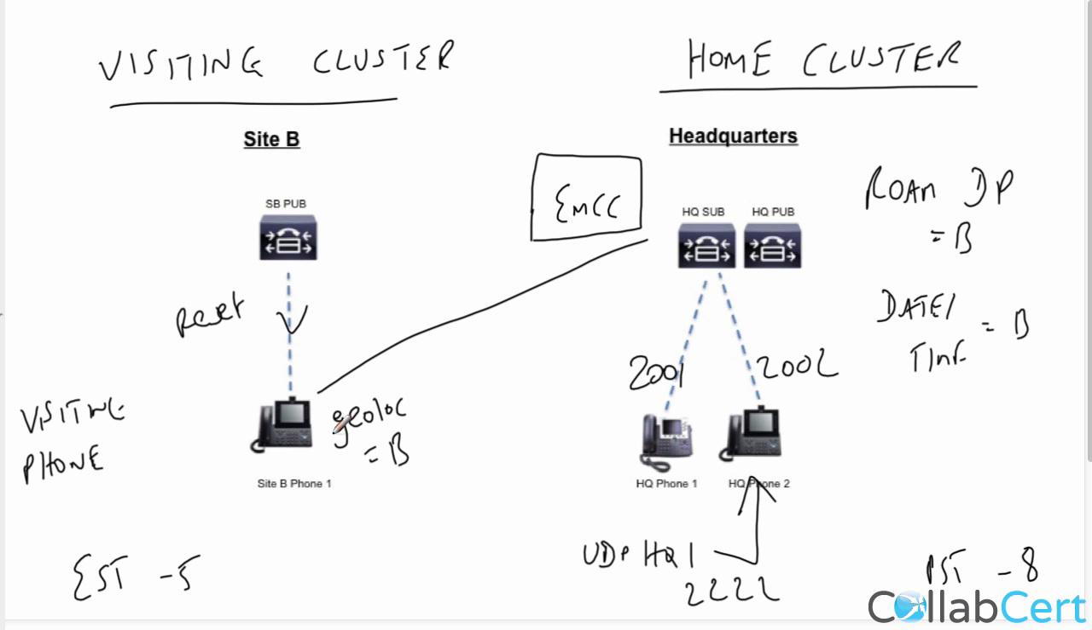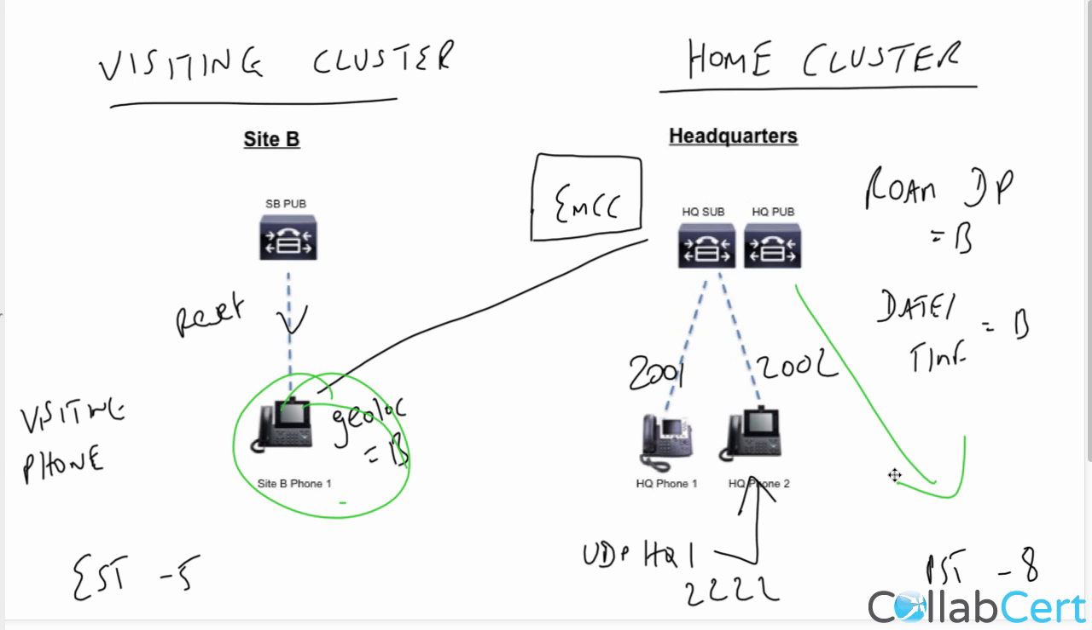I'm over in Site B, I'm over here, and I dial 911 and it's going to go out this gateway here. It's going to go out of HQ gateway because the calling search space 911 goes out of HQ gateway. The phone's registered over here. I dial 911, goes out there. Is there a problem with that?